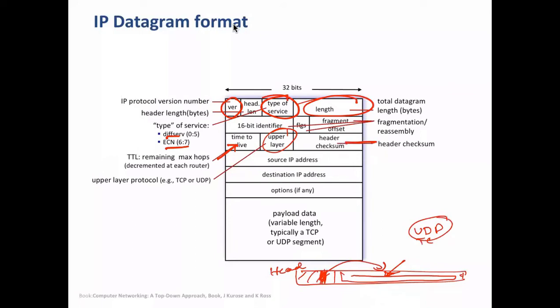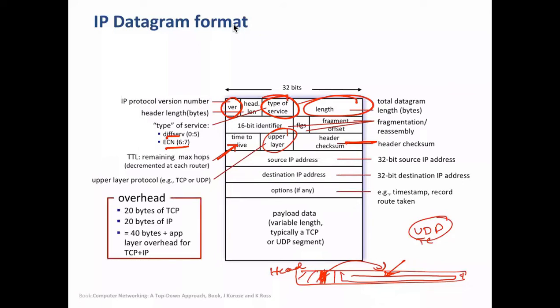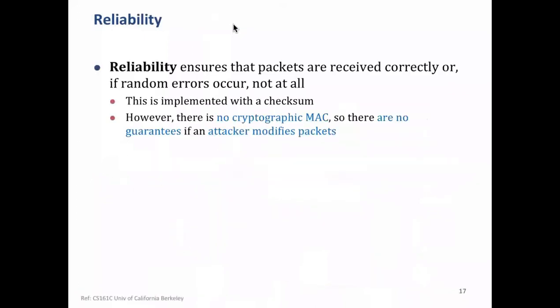Then of course we have a checksum. The checksum is a minimal checksum we use here. We don't use a hash kind of functionality, right? Cryptographic hashes we don't use. And then we have a 32-bit source IP address and a 32-bit destination IP address. Of course, we are talking about IPv4 here. There are 20 bytes of overhead for TCP, 20 bytes for IP, so a total of 40 bytes of overhead if you are using TCP over IP. And of course, the application layer will also have its own overheads.